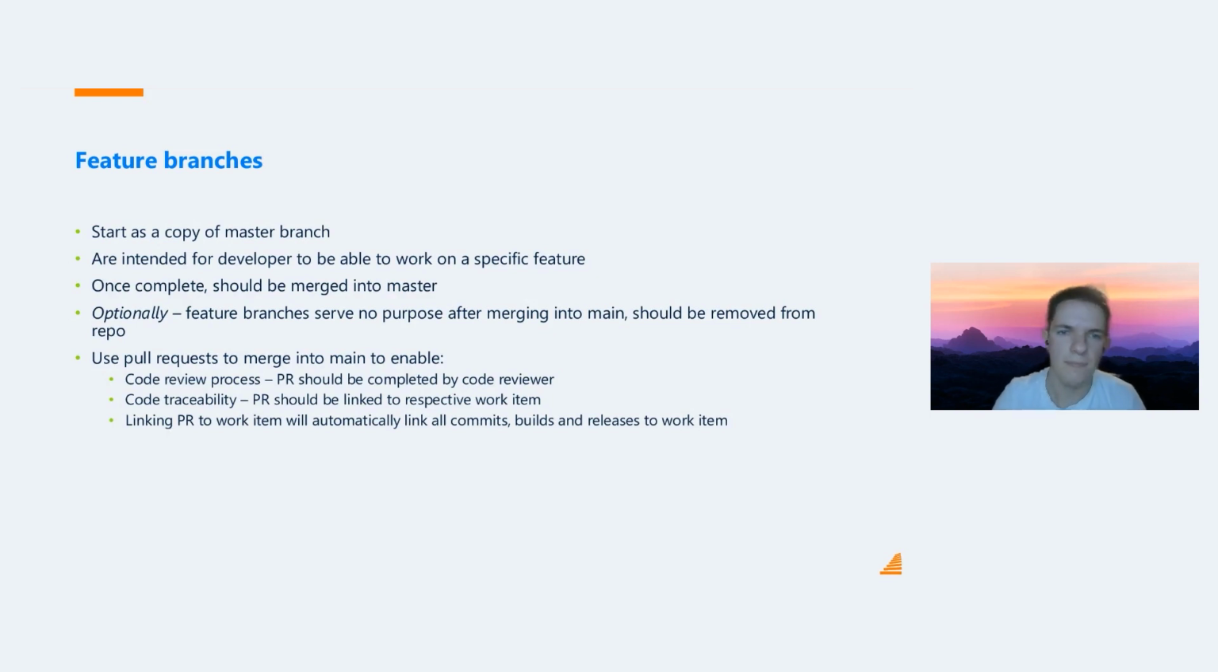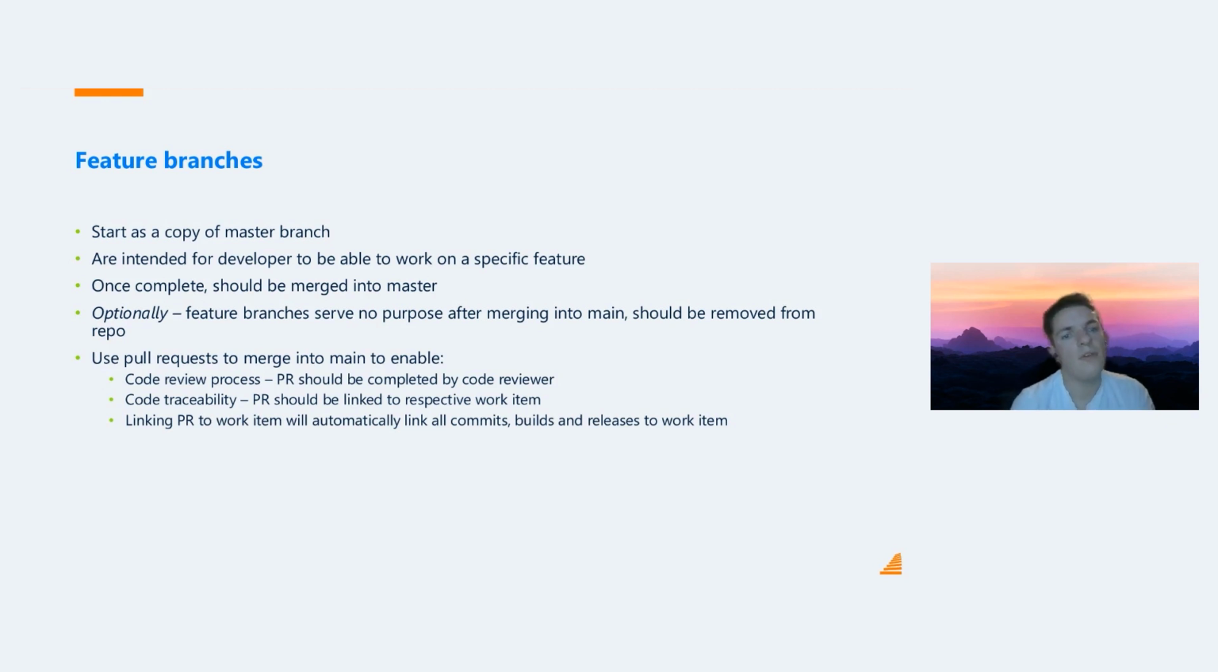Now, okay, feature branches. We discussed the master branch. Now let's look at the feature branches. So yeah, feature branches are dedicated to every feature that a developer is working on. They always start as a copy of the master branch, right? So it's basically a child of the master. You just copy everything in master, and then you add your modifications on top. Once complete, these feature branches should be merged into main. And optionally, when you complete the feature branch and merge it into master, you can actually delete it. It serves no purpose anymore because all of the code that you needed is already in the master branch.